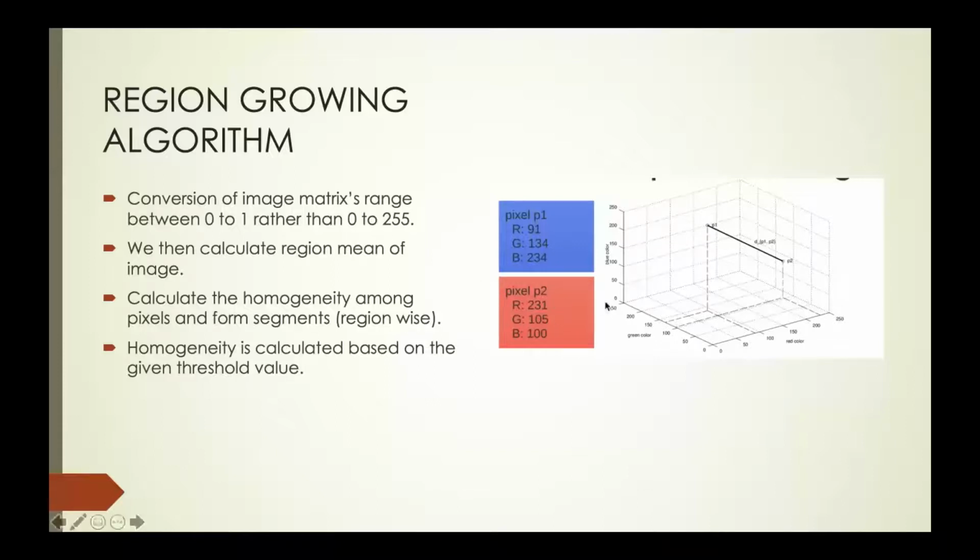If you see in the image, there is a pixel P1 and P2, and D is the distance between these two pixels. The decision of whether the two pixels belong to the same segment, or are homogeneous, will be made by taking a threshold value. This threshold value will be an input parameter given by the programmer. Based upon this threshold value, we will decide whether two pixels are homogeneous or not.